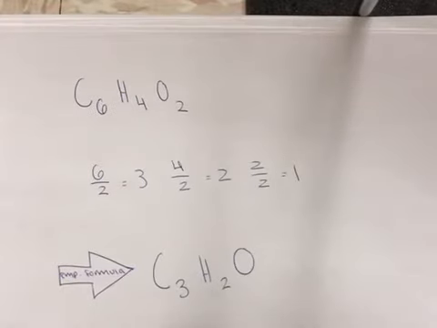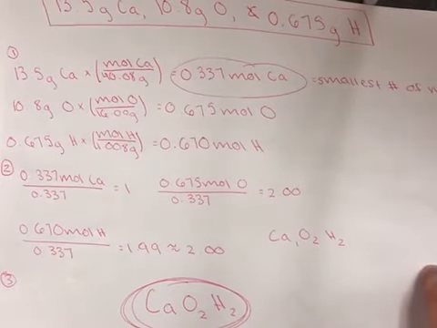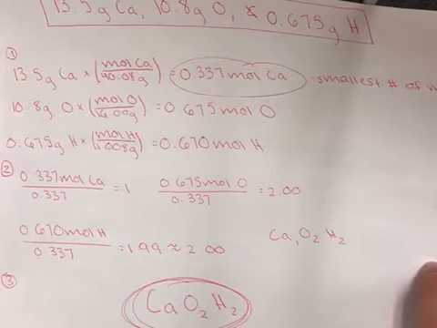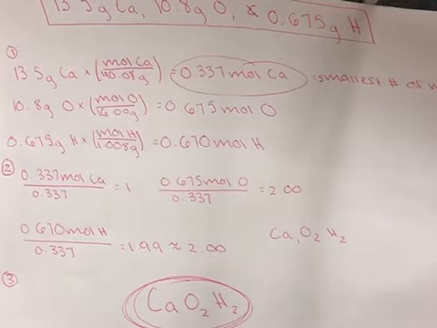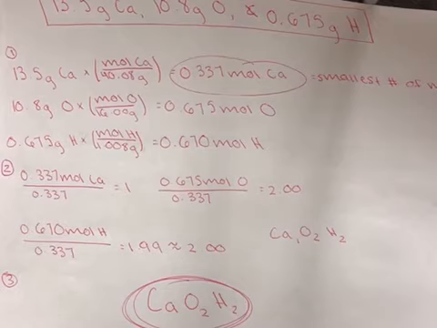Here's another problem. A compound has 13.5 grams of calcium, 10.8 grams of oxygen, and 0.675 grams of hydrogen. What is the empirical formula for this compound? First, we convert grams to moles and circle the smallest number of moles. Then we divide each mole by the smallest number of moles and write these numbers as subscripts. Lastly, we multiply each subscript by the smallest whole number that will convert all subscripts to whole numbers. However, we don't need to do that in this case. Our empirical formula for this compound is CaO2H2.